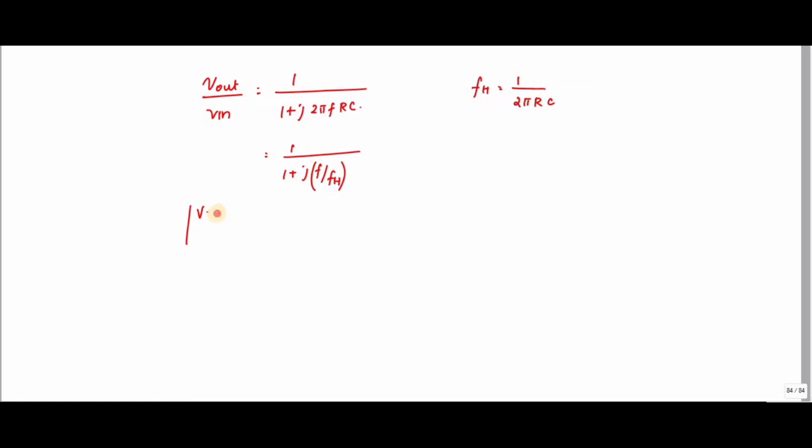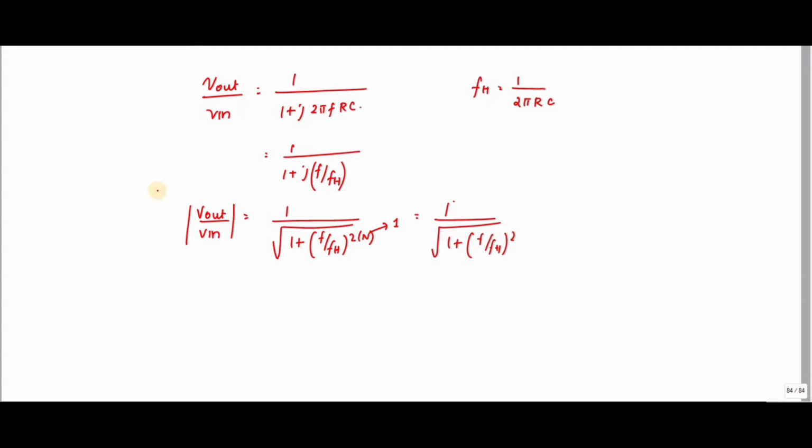Okay. So if I take the magnitude of this one, I will get 1 divided by root of 1 plus (f by fH) whole square. So here the n value is nothing but 1, since it is a first order. Okay, so this is nothing but your transfer function H of jf.